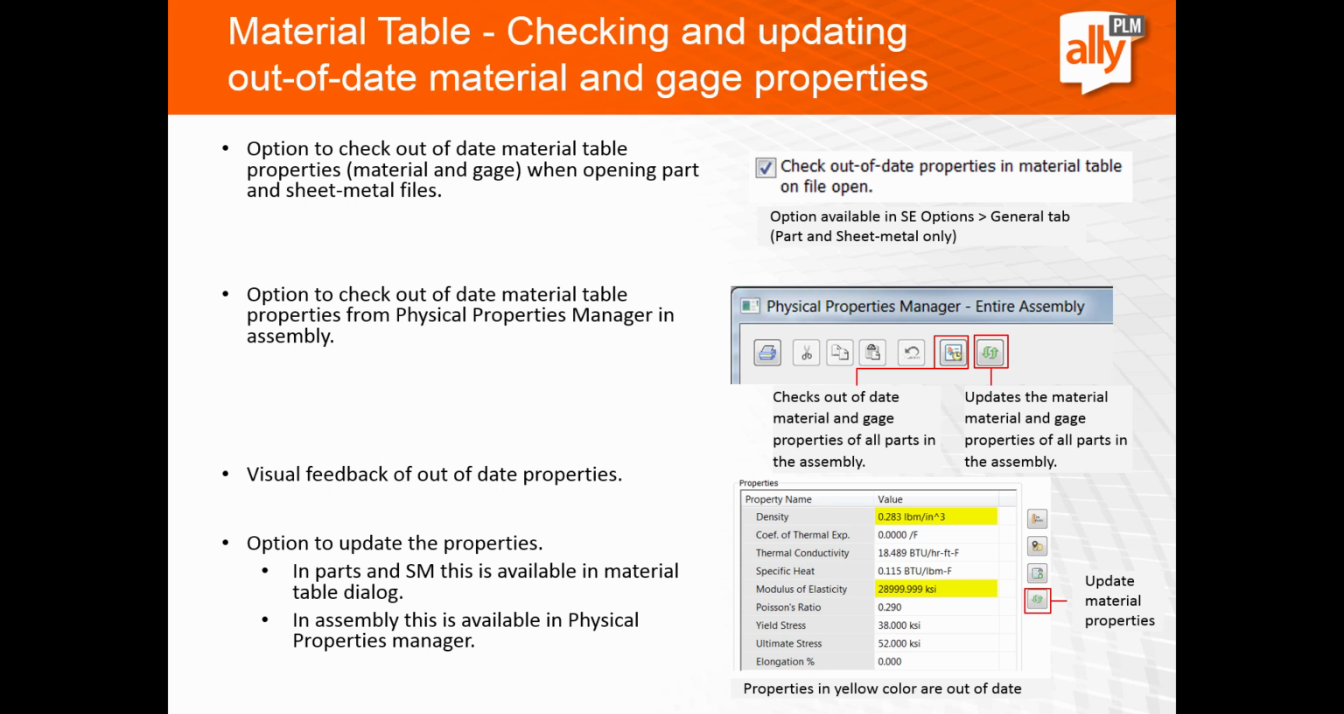Also with the material table, we have an option now to check and update out-of-date materials and gauge properties. You have an option set in the Solid Edge options to have it automatically do that. We can also go into the property managers, for instance, in an assembly and check to see if all the materials are up to date. We get some visual feedback when we go into the material table. Values will be highlighted yellow if they're out of date. We then have the option to update those material properties if we need to.